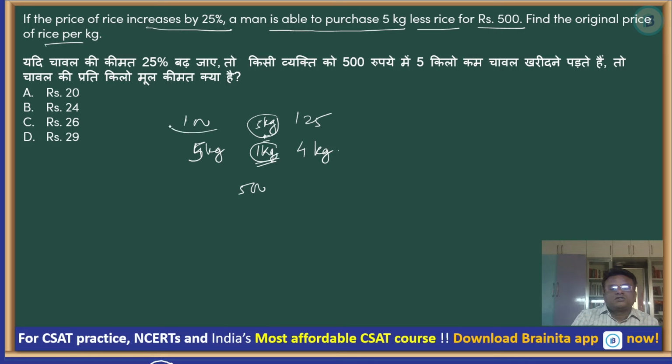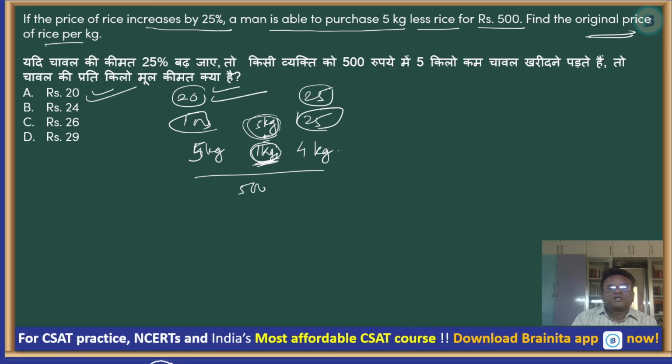But in reality, this difference is equal to 5 kilo. So if the rate was 100 and 125, in 500 rupees, the difference is 1 kilo, but the real difference is 5 kilo. That means you have to multiply both these numbers by 5. So this becomes 20. Because they have asked the original price, it is 20. That's your answer, option number A. But for this, you need to understand how the quantity is varying and the percentages are changing. If you're not clear about this, then you can again follow the same method.